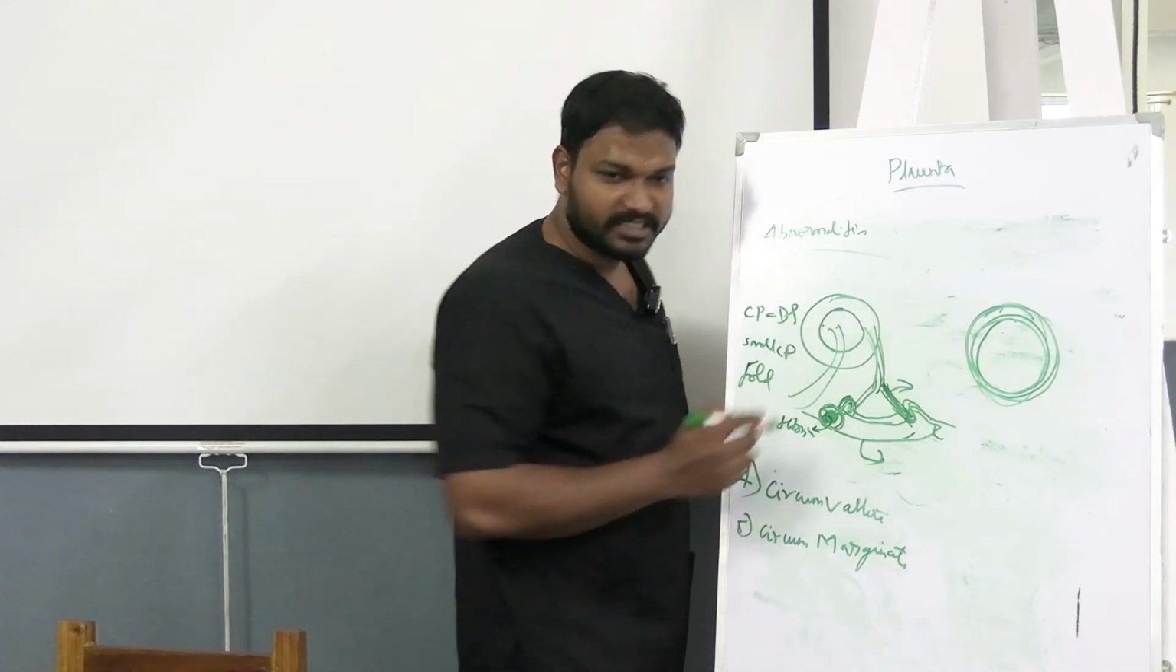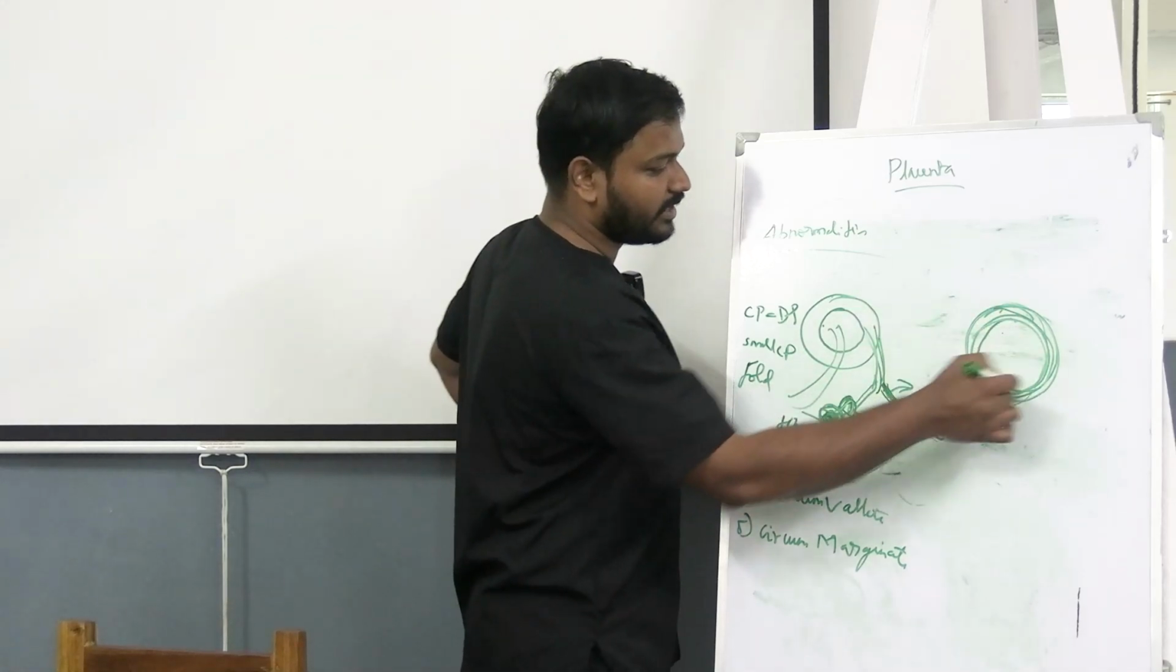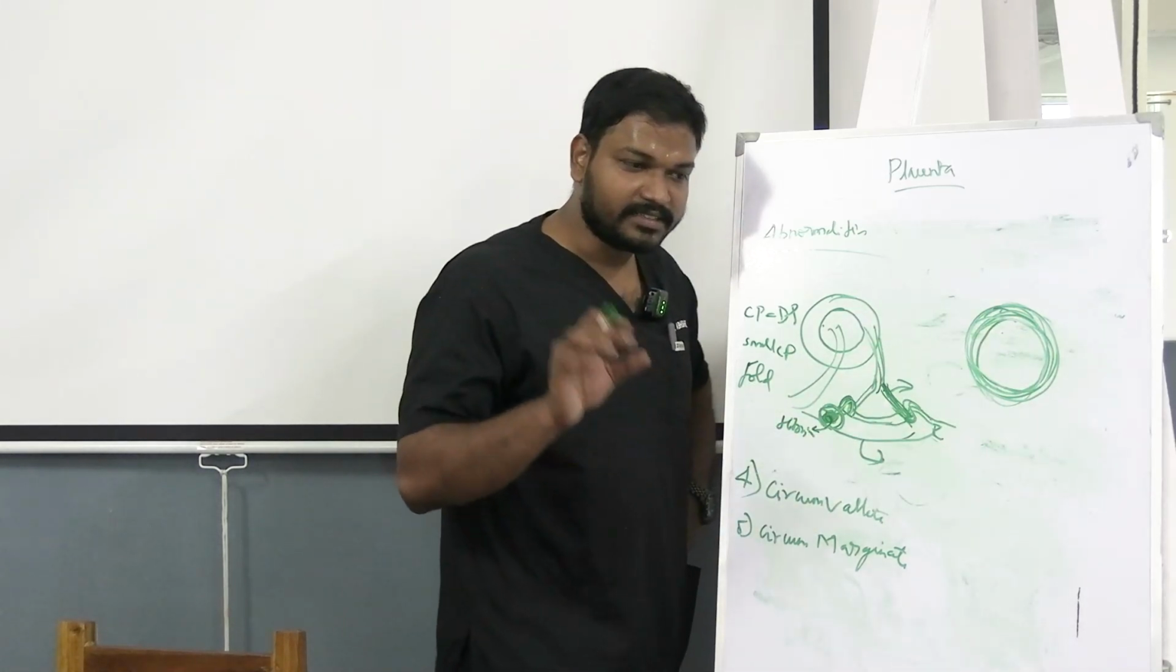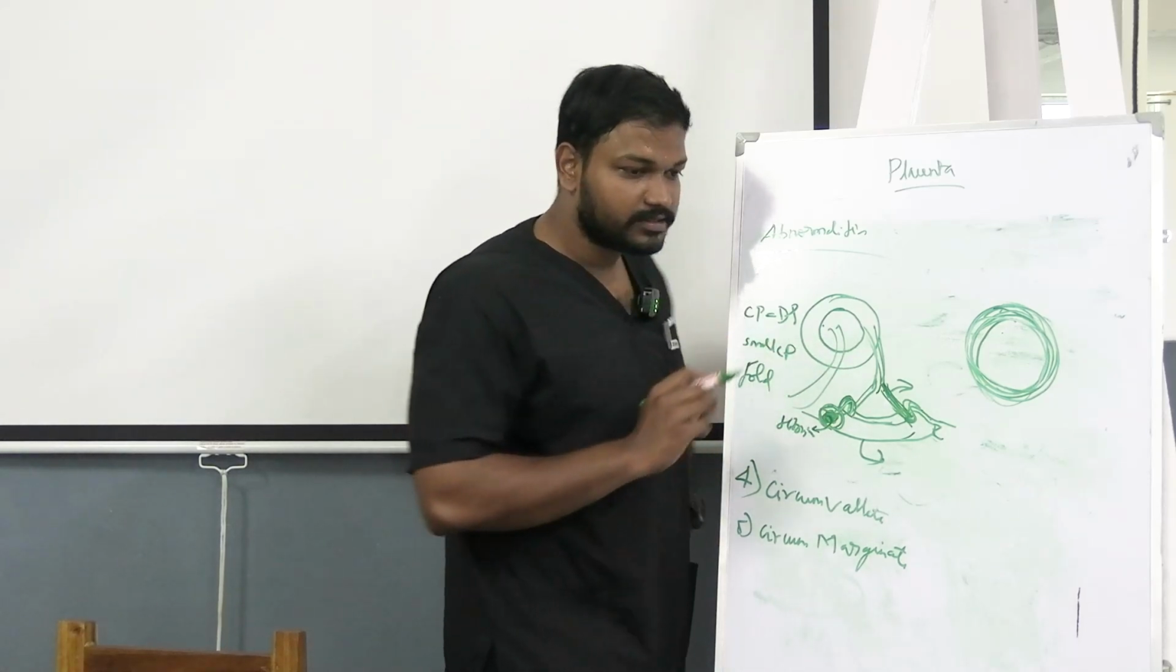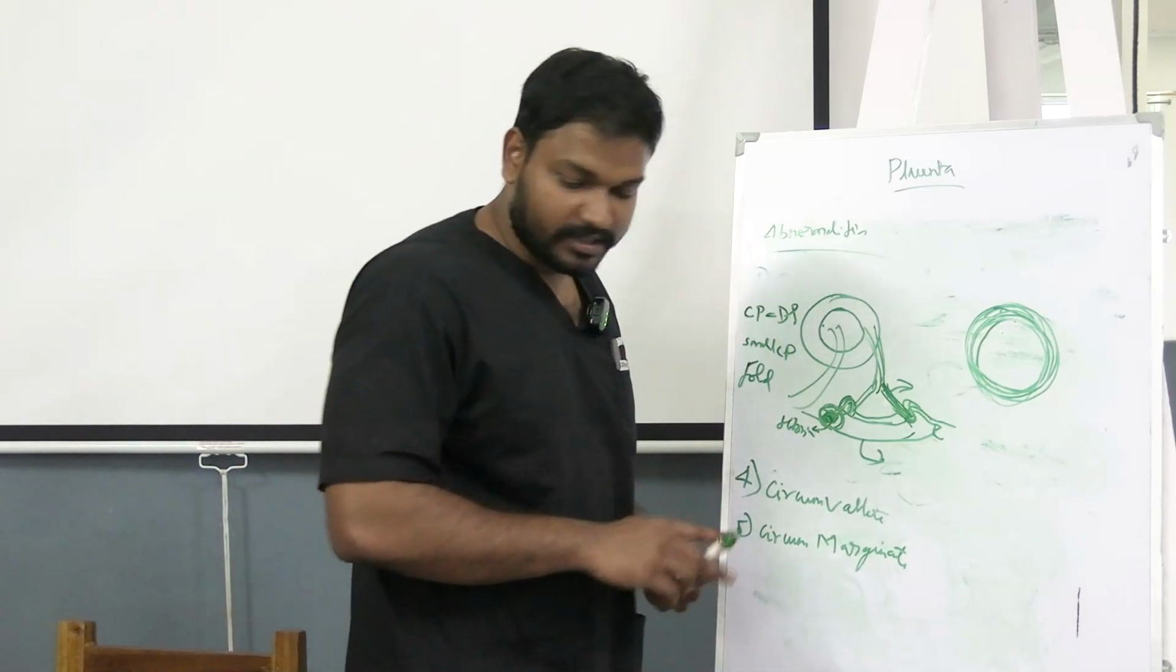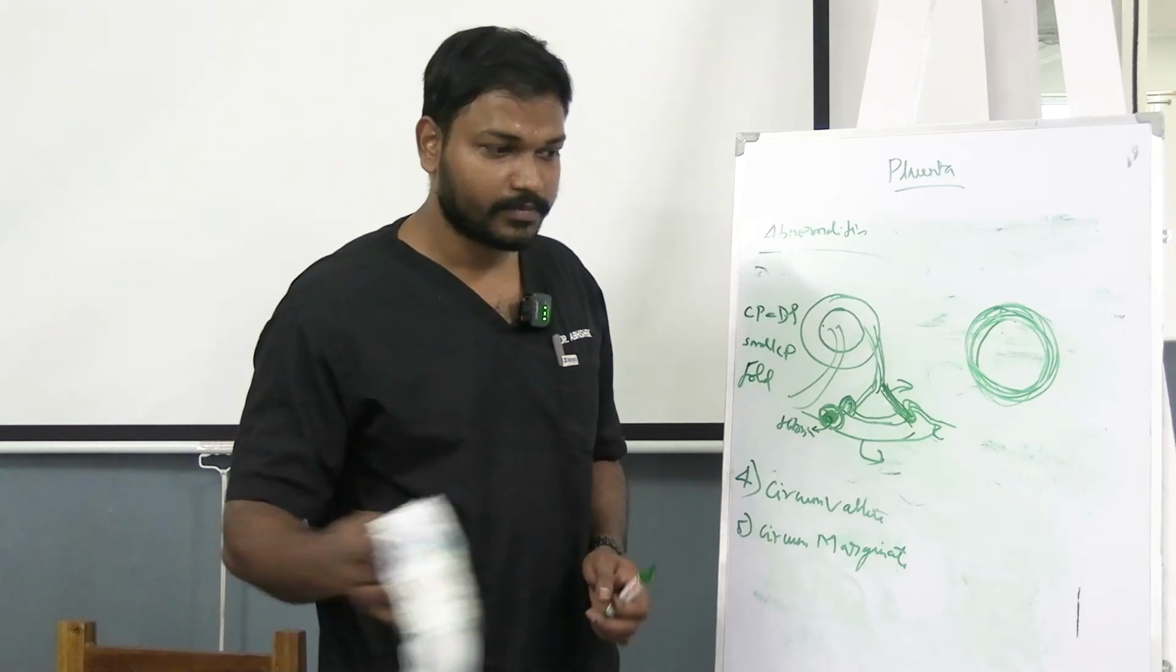And in circummarginate there is only a thickened rim. That is circummarginate, and this is circumvallate. What is battledore placenta?